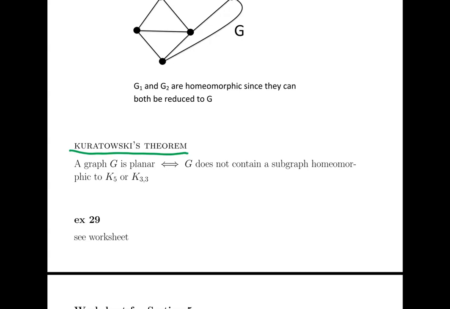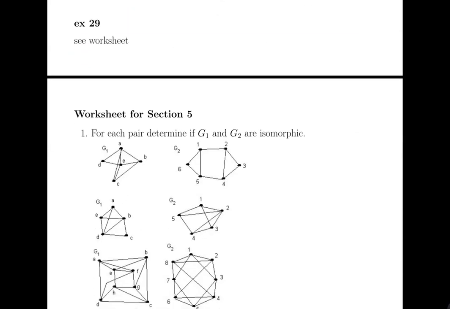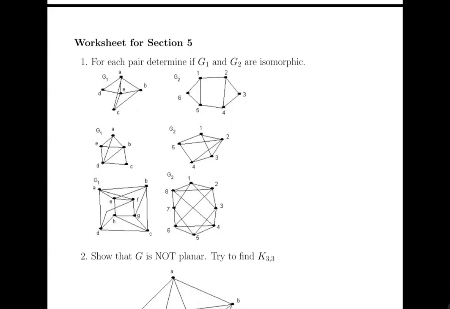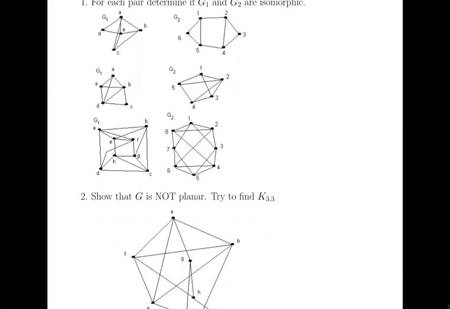And so you're going to do this on the worksheet. Okay. So here for the first one, we're just determining isomorphism. Okay, again, look at the characteristics: same number of vertices, same number of edges, degrees of edges. That usually gives that away.